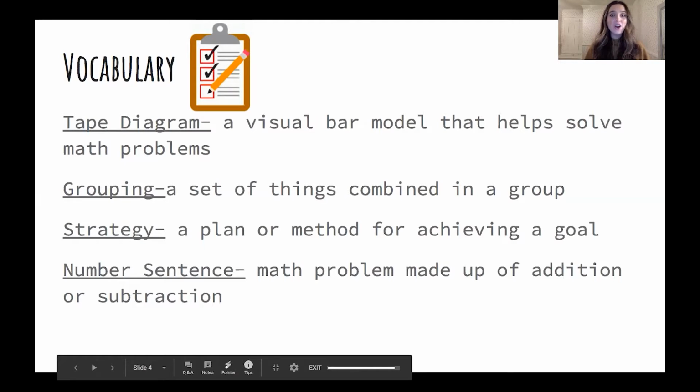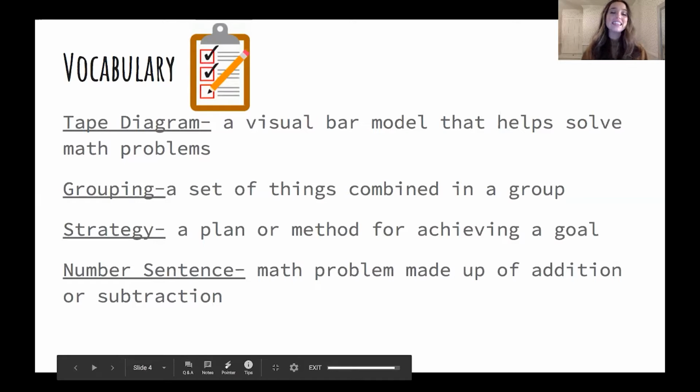When we take on math, it is so important that we know we can use different strategies to help us. That means we can make different plans and use different methods to help us solve these problems and achieve our goals. For example, today we are going to be talking about the tape diagram strategy for addition and subtraction. And it's very, very helpful. So that is what a strategy is.